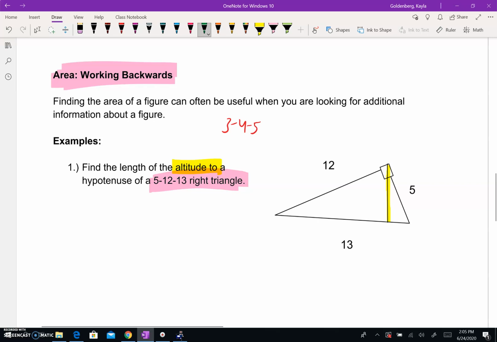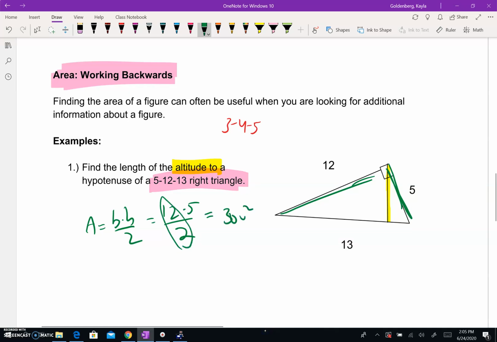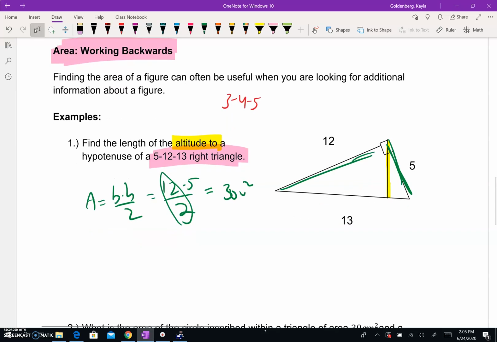So the area of this triangle is base times height divided by 2. These 2 make a right angle, so I could do 12 times 5 divided by 2. That's going to make 6, so it's going to be 30 units squared. And now I know that there's another way to find area, it's kind of like 2 different ways to find area, which is 13 times the height divided by 2, which we don't know.